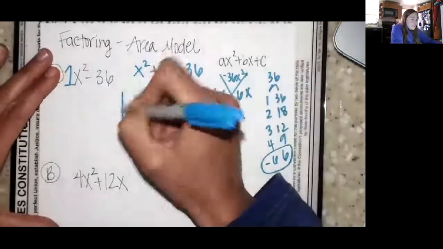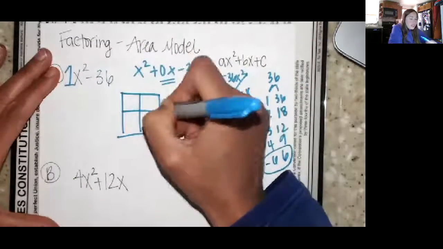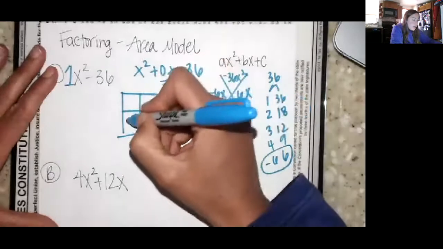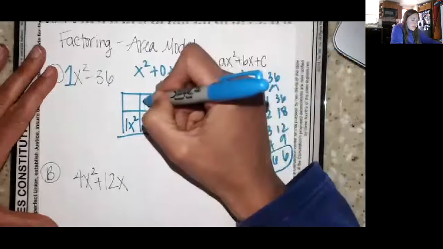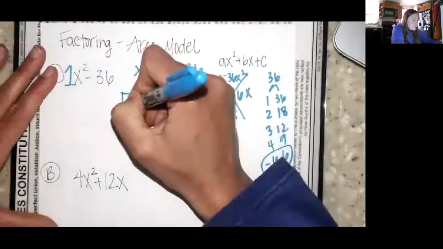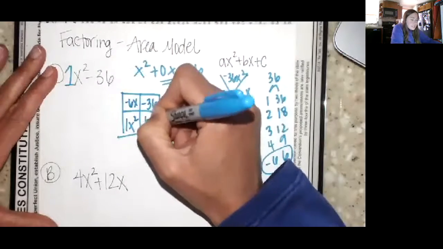Now when we factor using the area model, we set up a 2 by 2 rectangle. And I'm going to go ahead and put my 1x squared here. I'm going to put my c term, which is negative 36 here, and then I'm going to put negative 6x in one and then 6x in the other.